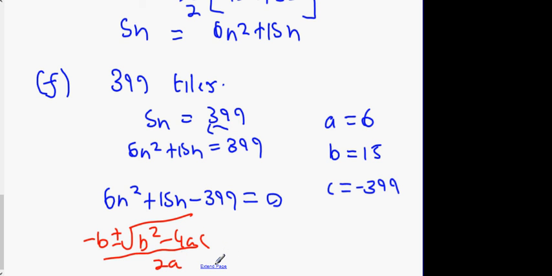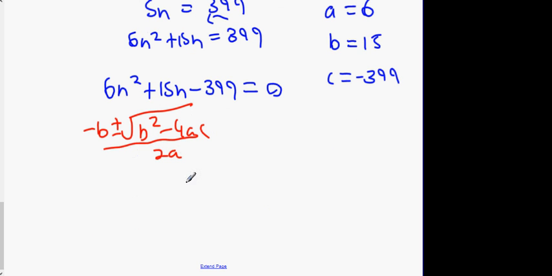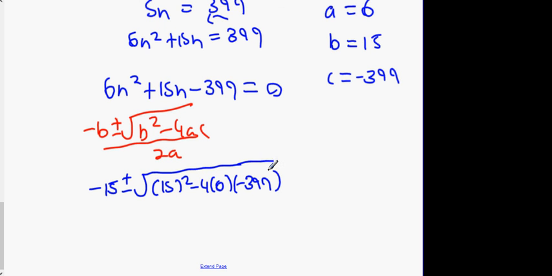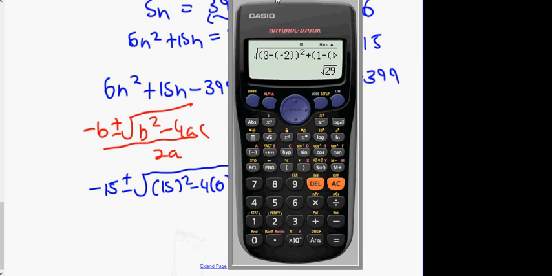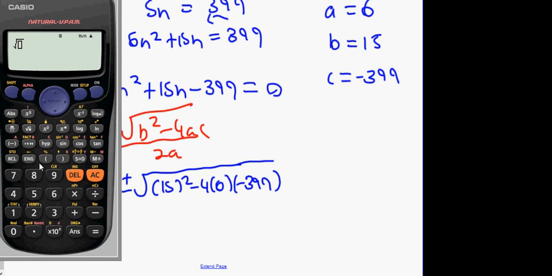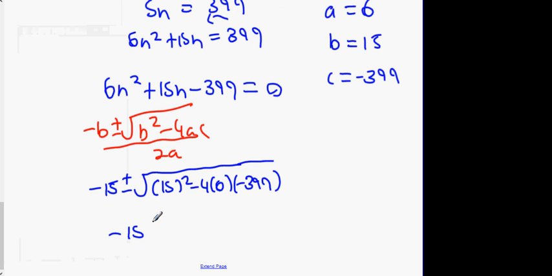It's very common. Okay, so minus b is minus 15 plus or minus the square root of 15 squared minus 4 times 6 times minus 399. Okay, did anybody do the minus b for this one? No. Okay, so 15 squared minus 4 bracket 6 bracket minus 399, and then you see it turns out to be 99. Okay, so it's minus 15 plus or minus 99 all over 2 times a, which is 12.